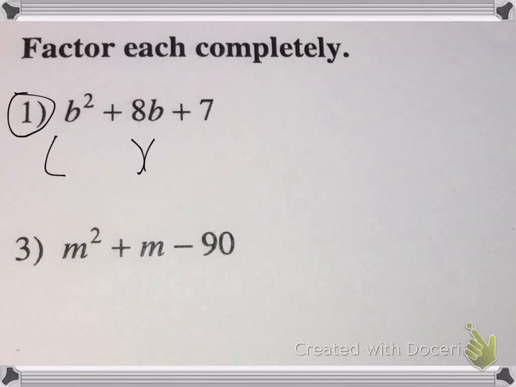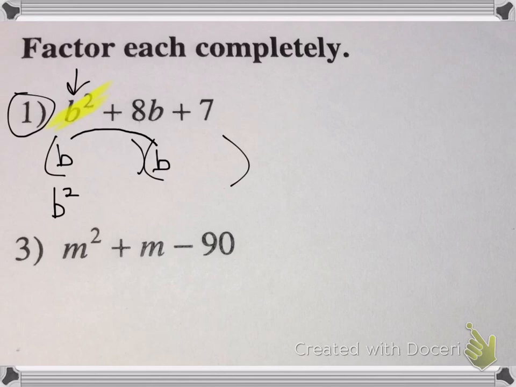First, we're going to look at this first term, b squared. Okay? So what times what equals b squared? B times b. So you can see here we're going to eventually distribute that b to that b, and we'd have b squared. So we're done with that. We don't even have to pay attention to that term at all anymore. We're going to skip over the 8b.